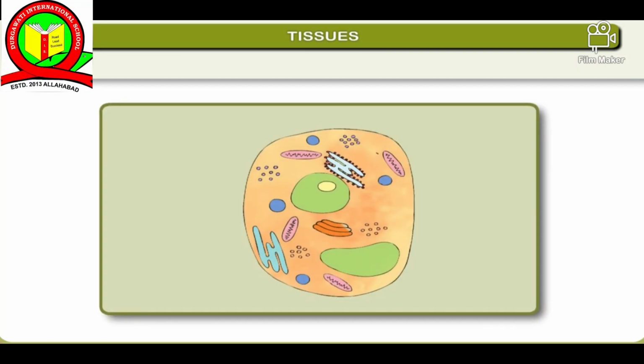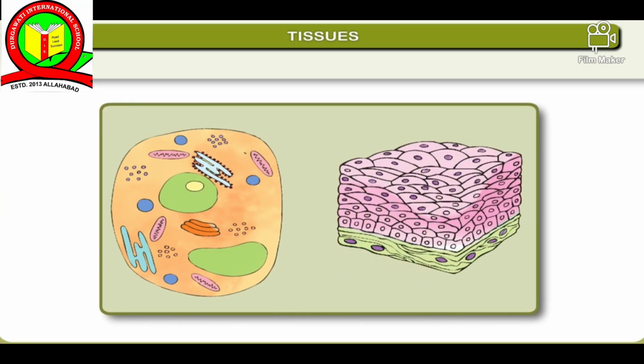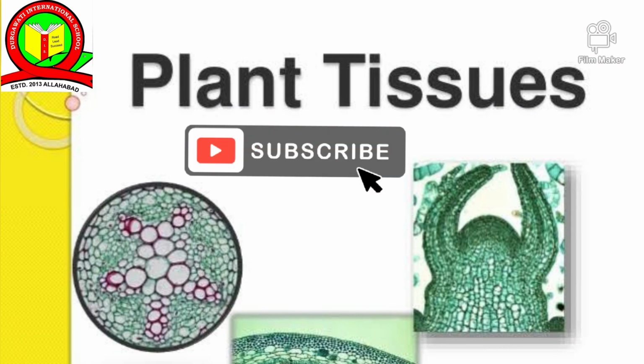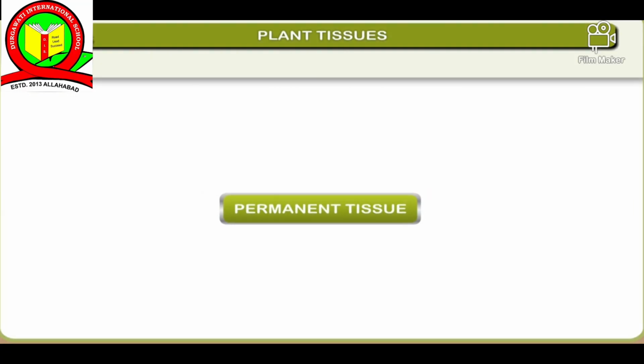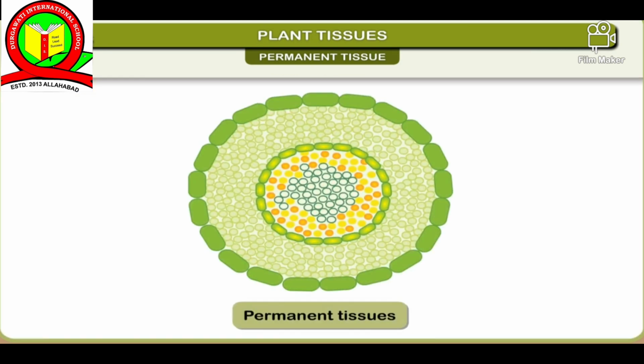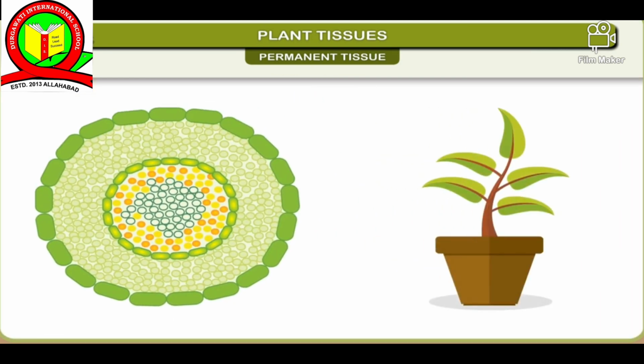Till now, we read that in multicellular organisms, cells exhibit division of labor in which similar cells join together to perform a particular function. A tissue is defined as a group of cells specialized to perform a particular function. Permanent tissue: when meristematic tissues cease to divide, they are converted into permanent tissues. These tissues constitute the whole plant.